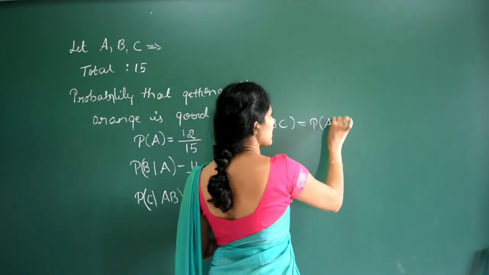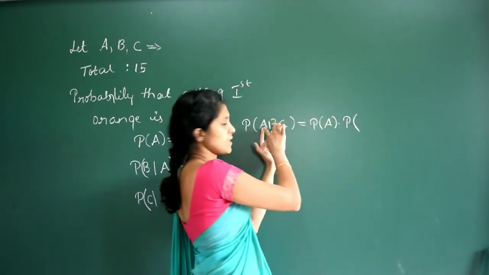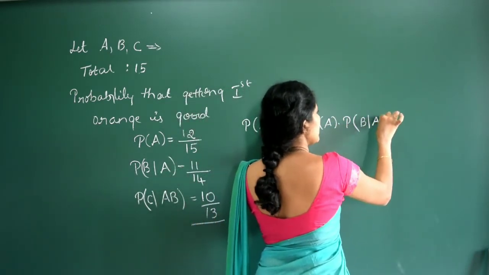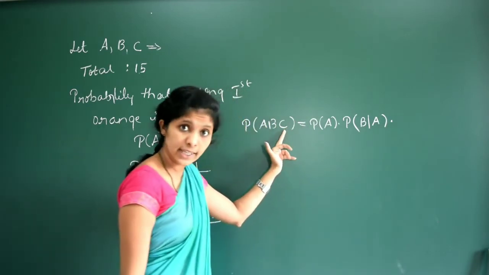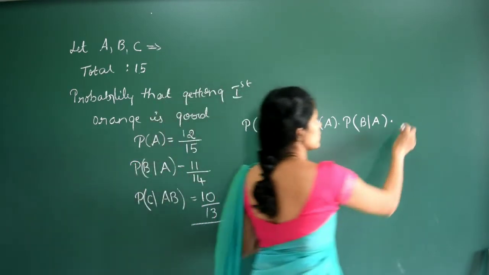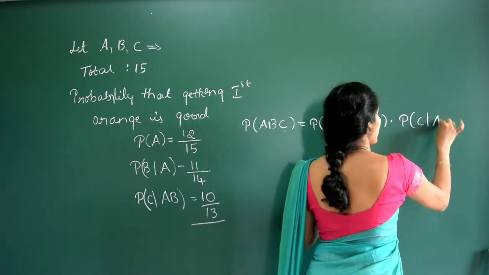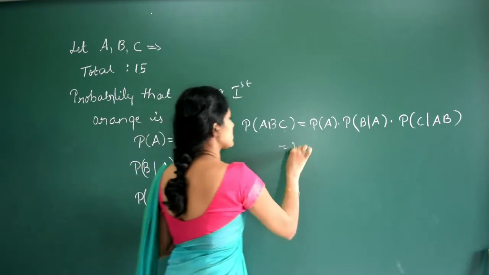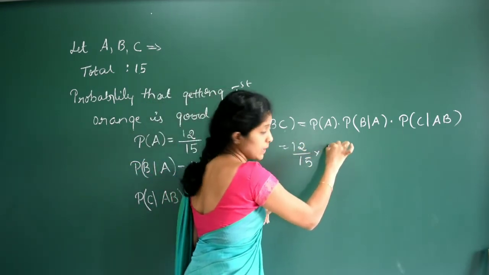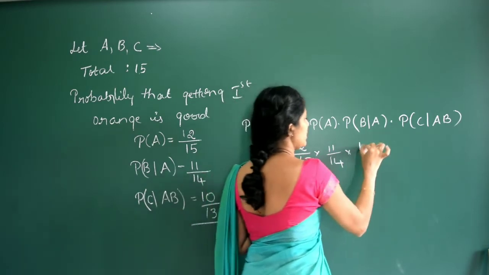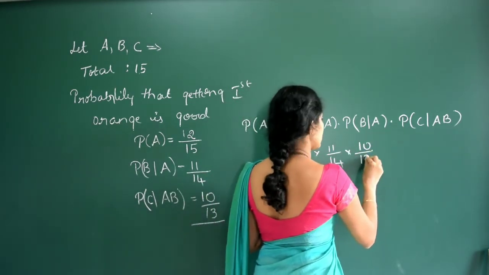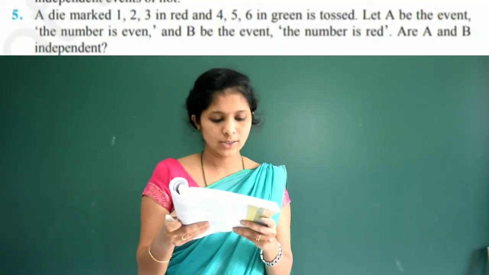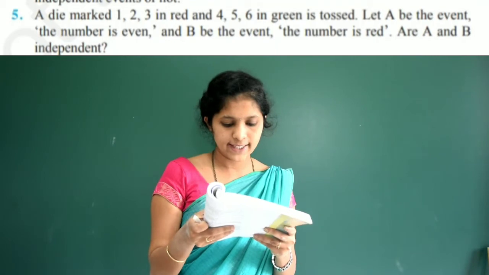P of A, right? Then probability of B where A is done. Probability of B, A is done. Now probability of C where A and B are done. So that is probability of C where A and B are done. Right? So substituting the formula, P of A is 12 by 15. So this will be 11 by 14 and this will be 10 by 13. Multiply and simplify.